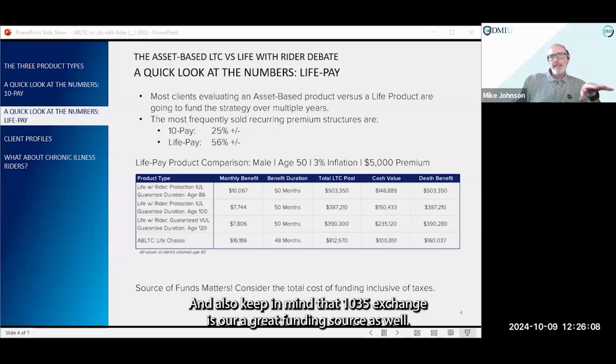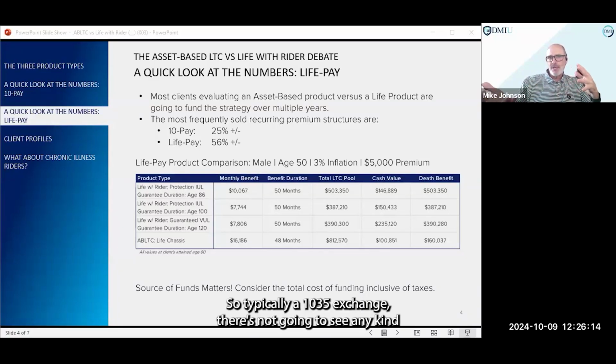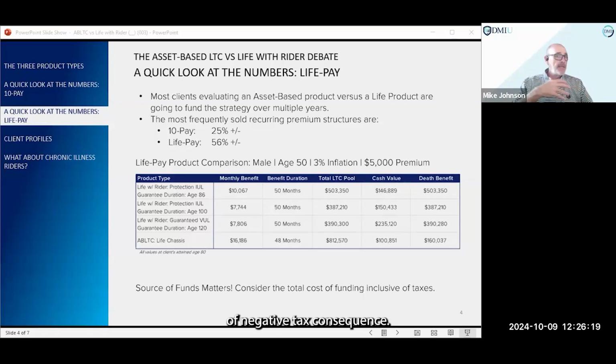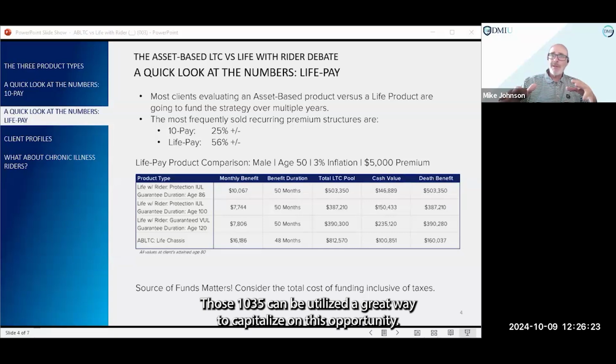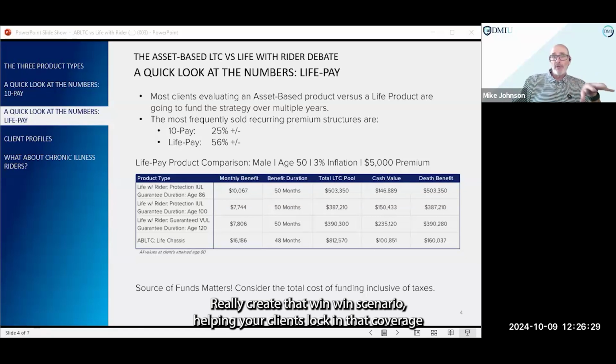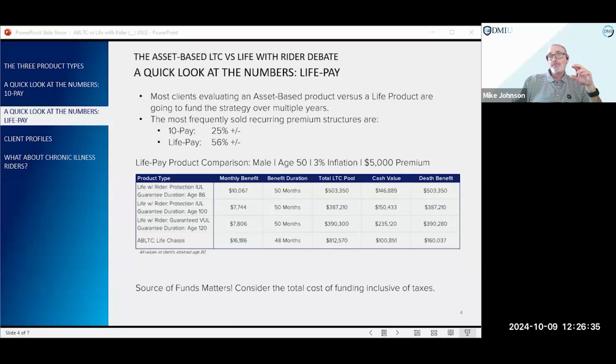And also keep in mind that 1035 exchanges are a great funding source as well. Typically with a 1035 exchange, you're not going to see any kind of negative tax consequence. And this is applicable for ABLTC policies. Those 1035s can be utilized. It's a great way to capitalize on this opportunity, really create that win-win scenario, helping your clients lock in that coverage at the most affordable rate in the most tax-efficient manner possible.